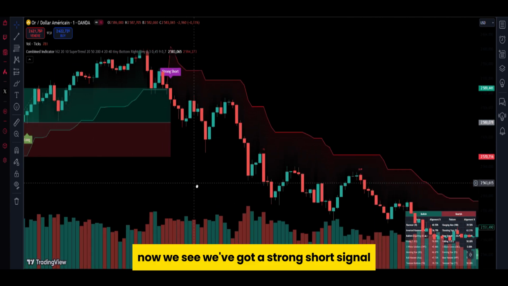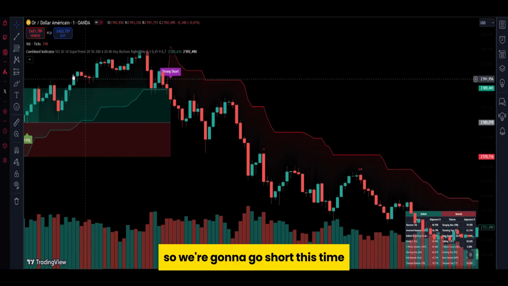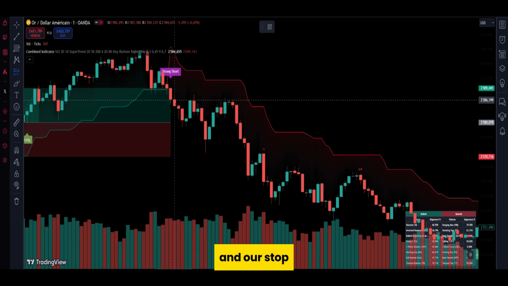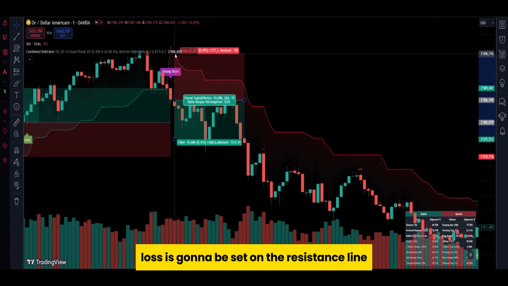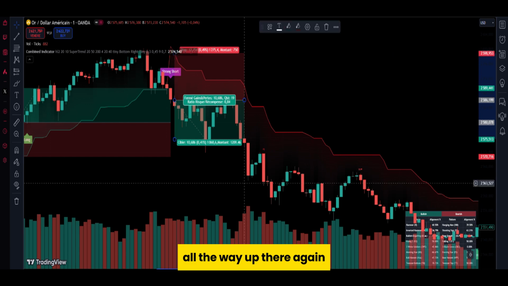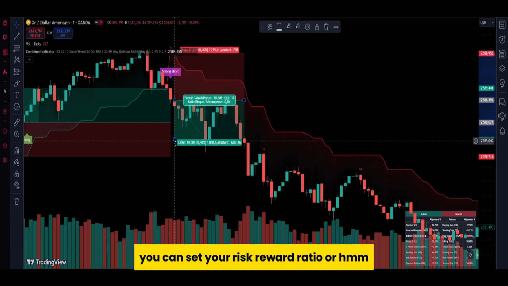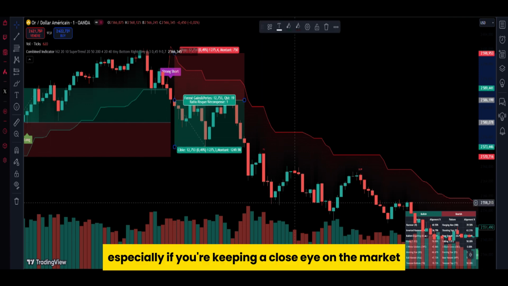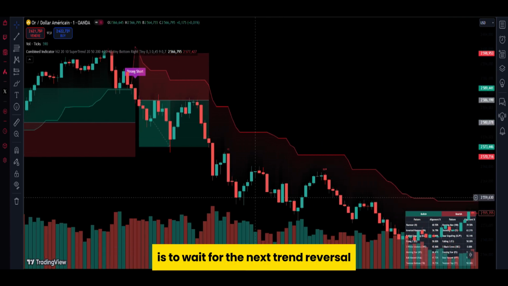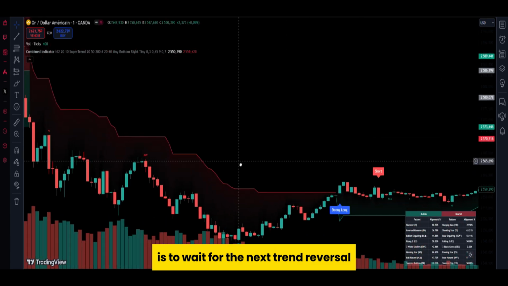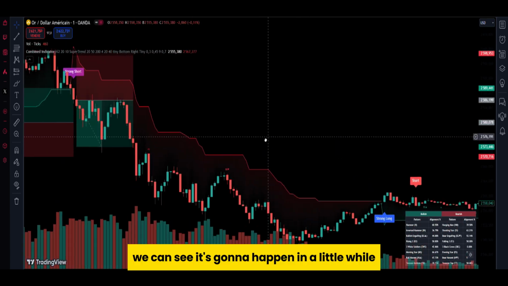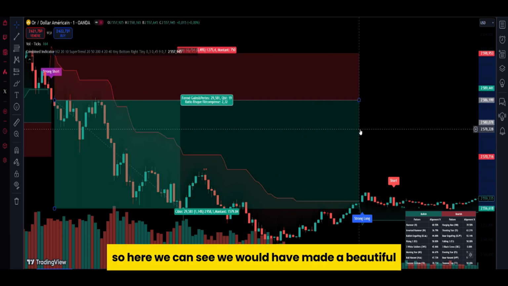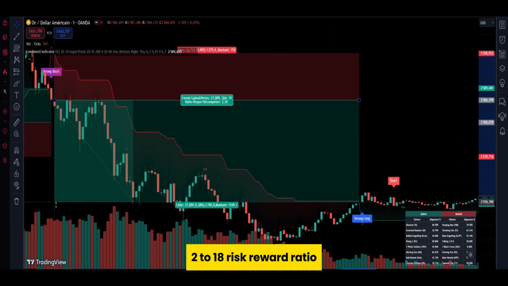Now we see we've got a strong short signal, so we're going to go short this time, just like before. We enter on the next candle, and our stop loss is going to be set on the resistance line all the way up there. Again, you can set your risk-reward ratio. Or, what I recommend in most cases, especially if you're keeping a close eye on the market, is to wait for the next trend reversal. We can see it's going to happen in a little while. Oh, wow. So here, we can see we would have made a beautiful 2-to-18 risk-reward ratio.